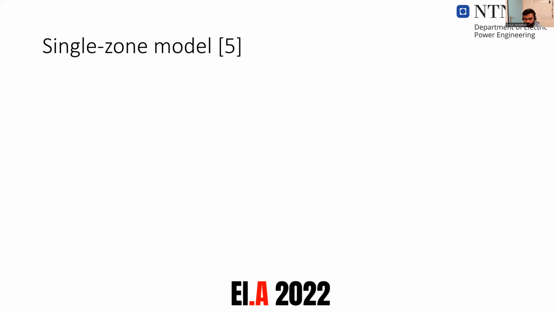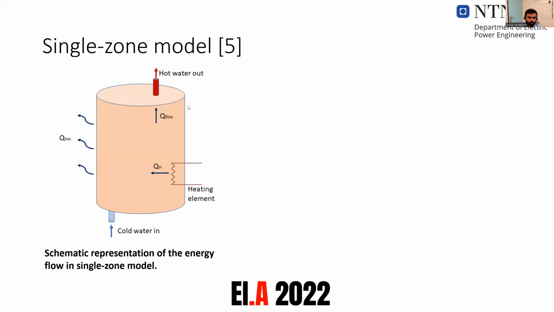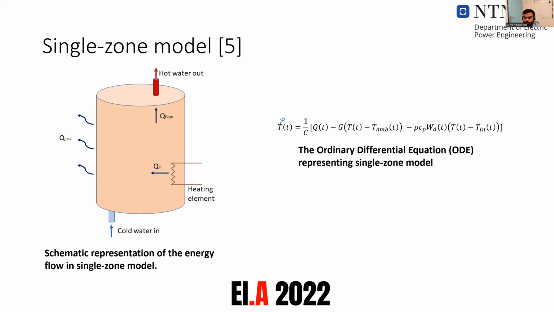Before going into PINN training, the physics used in this work is presented here. We used a single zone model to develop the PINN. The single zone model assumes uniform water temperature inside the tank, and it is based on energy flow analysis. The ordinary differential equation representing the single zone model is here.